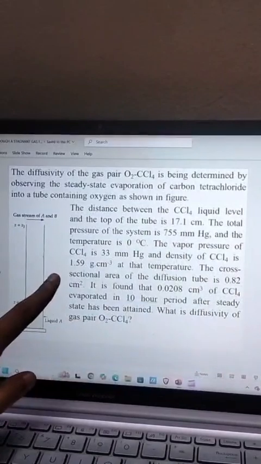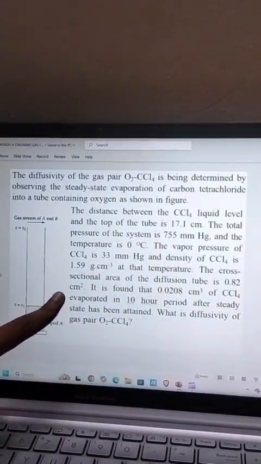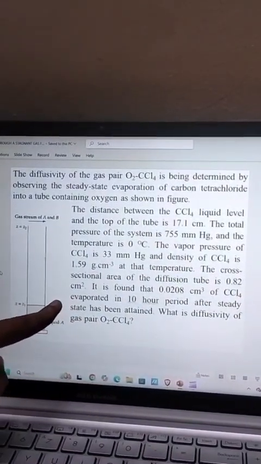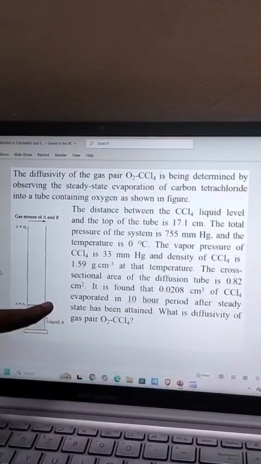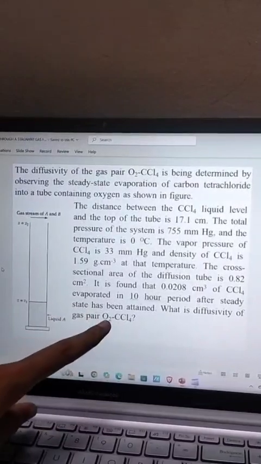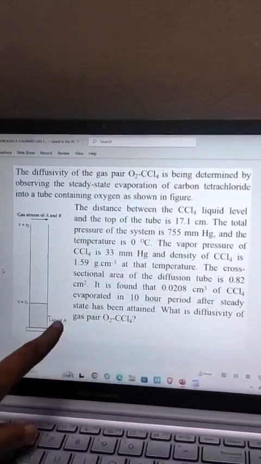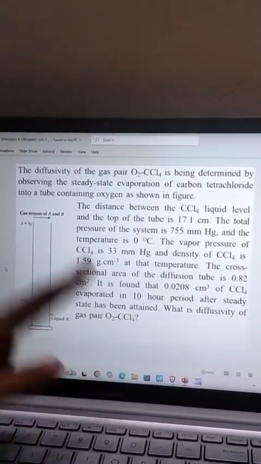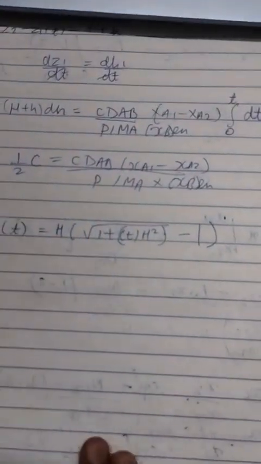The cross-sectional area of the diffusion tube is 0.8 centimeter square. It is found that 0.028 centimeter cube of CCl4 is evaporated in a 10-hour period. After steady state has been attained, what is the diffusivity of gas pair O2 and CCl4? To solve this question, we will first note down the data that is given to us. So we know that here we obtain this equation.